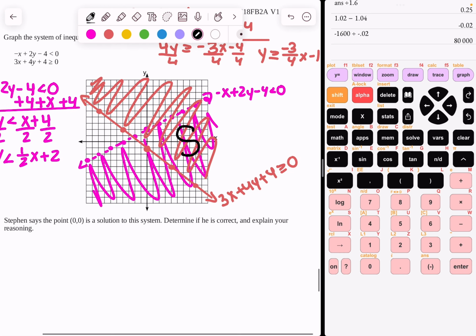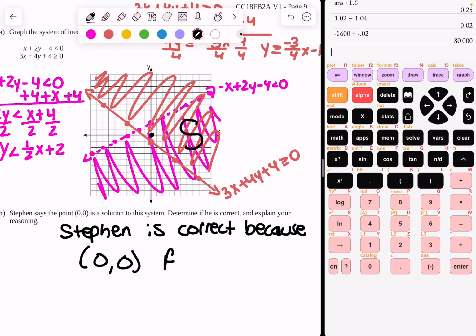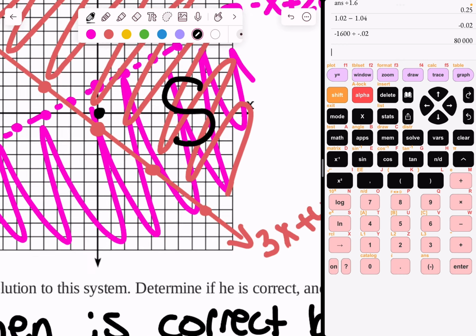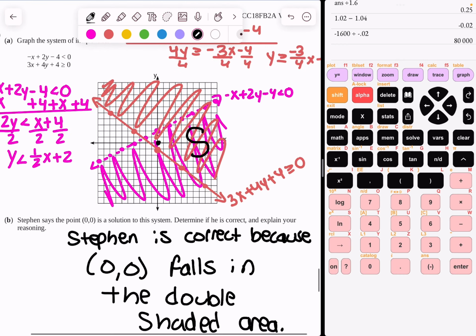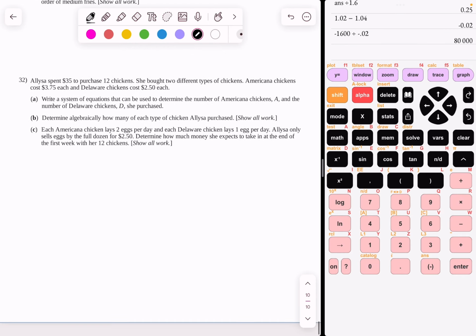And the question says, determine if (0, 0) is a solution. Oh, well, Stefan said that (0, 0) is. Determine if he is correct. This person is correct, because (0, 0) falls in the double shaded area. Yes, perfect. Alrighty. Now we are going to look at a word problem.